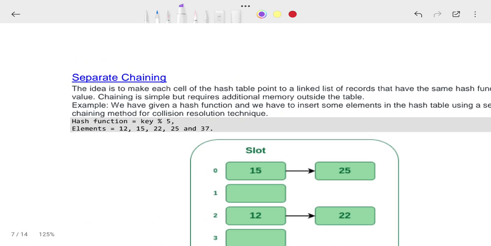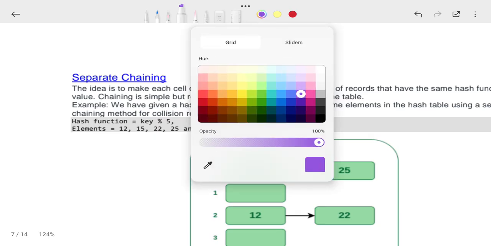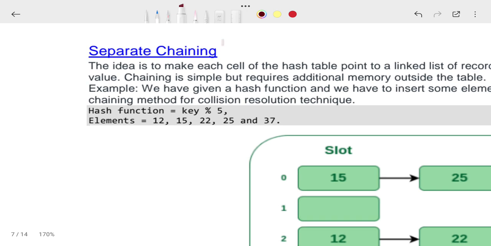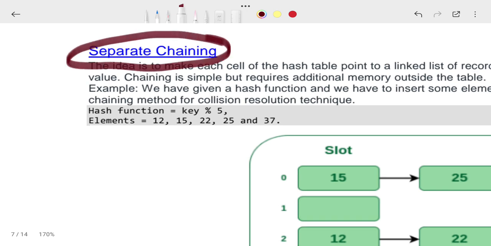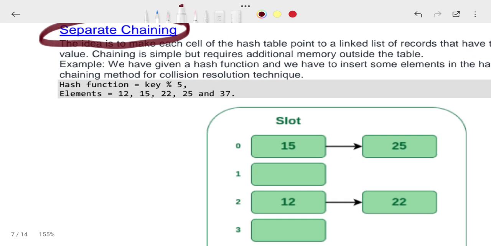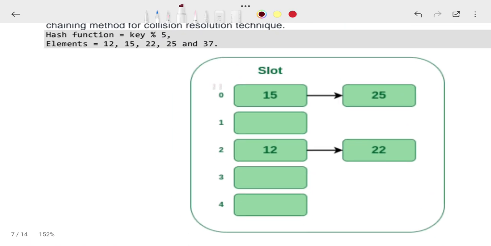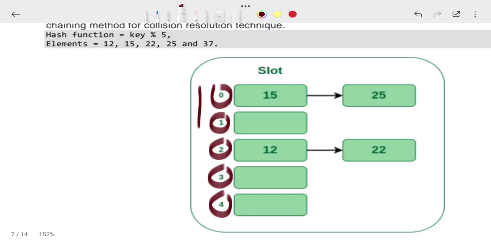Again I am using another example. If you still did not understand, I am trying to solve one more example. Separate chaining method. What is the meaning of chaining method? Whatever the key is, you divide it by the hash table size. So what is the hash value? The hash value is 5. These are index 0, index 1, index 2, index 3, index 4. This is your hash table.